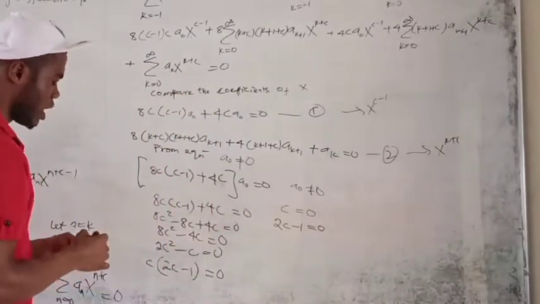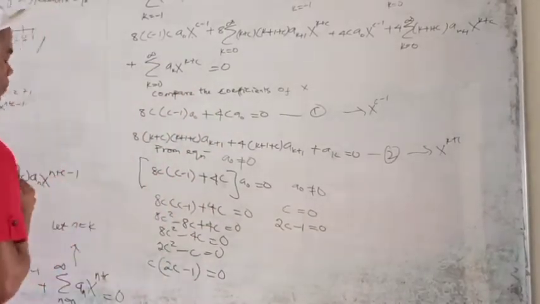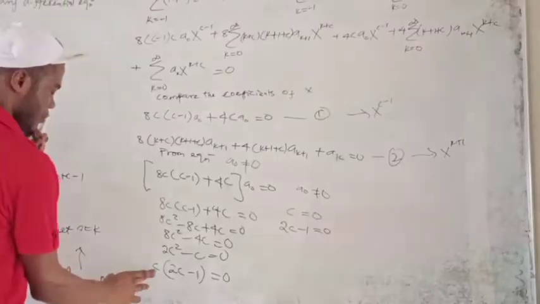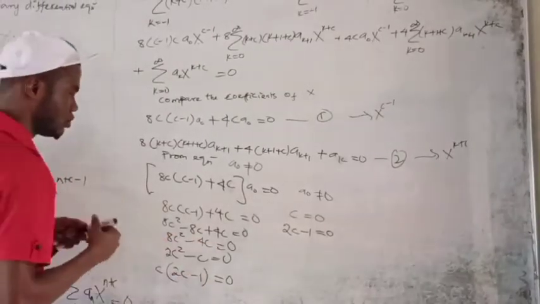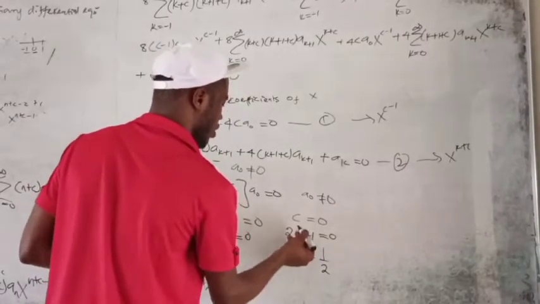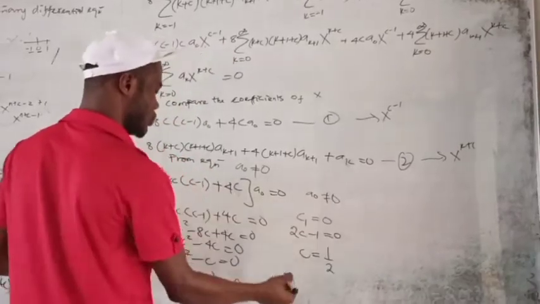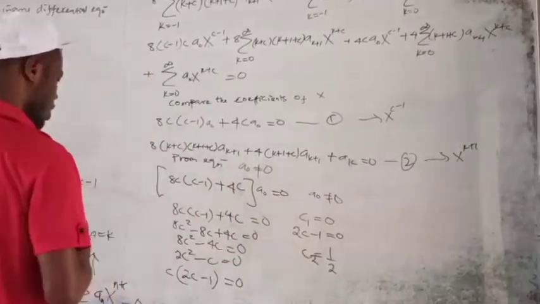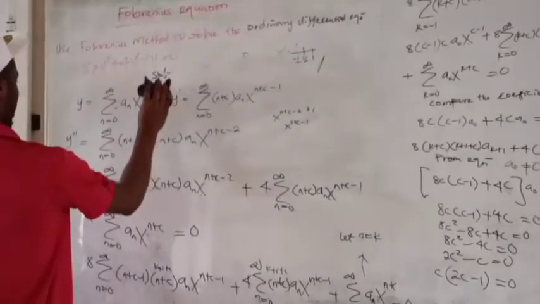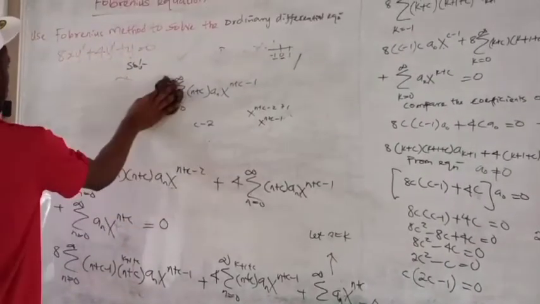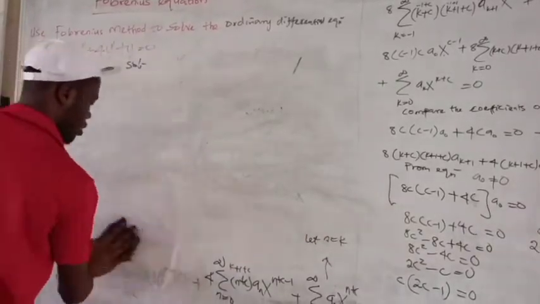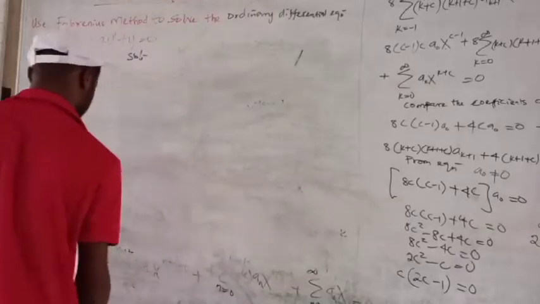Okay, normal factorization method of solving a quadratic equation. This is a quadratic equation, so normal factorization method. So c = 0 and 2c - 1 = 0, which means that c = 1/2. My first, let me call it c1 = 0, and of course c2 = 1/2. Okay, so the next thing I'm going to do here is to utilize the value of my c in the equation that I have.